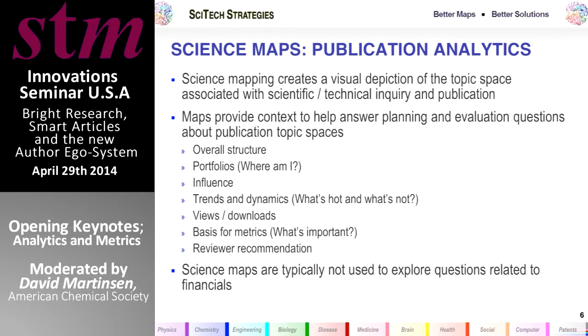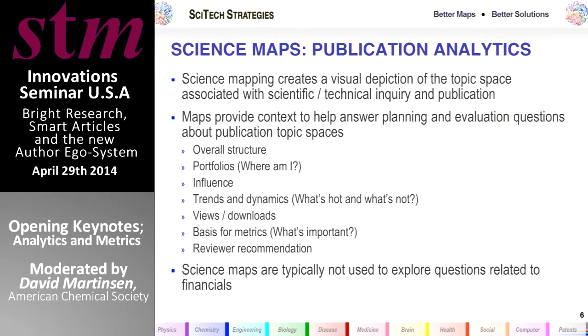Well, the first thing to do is to look at the overall structure. What does the science look like? And what kinds of hypotheses could we generate from that structure? Portfolios. Where is my stuff? Where are my journals within this space? What does influence look like in a map of science?